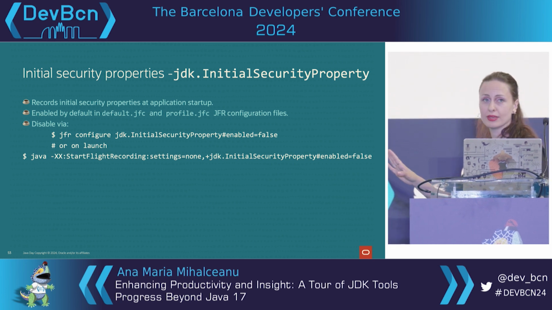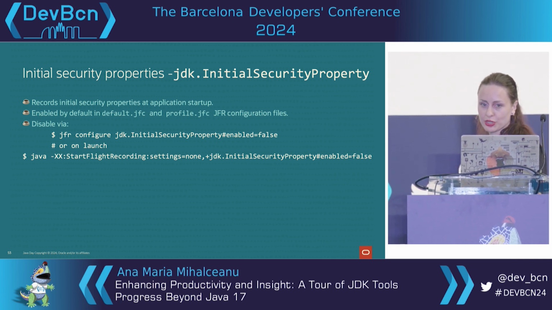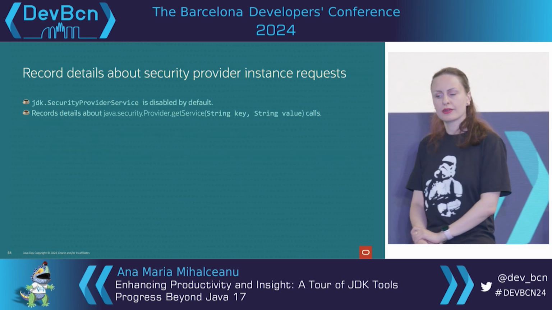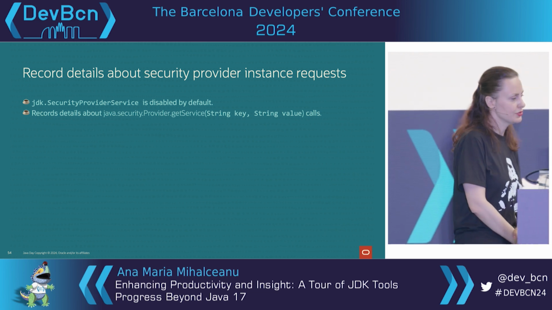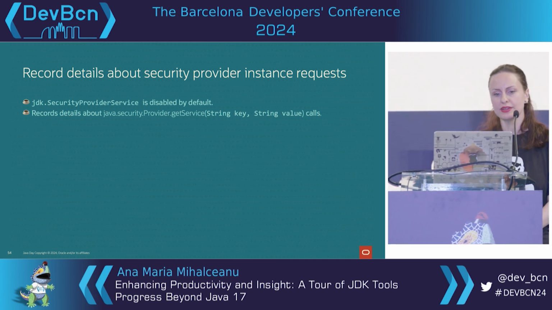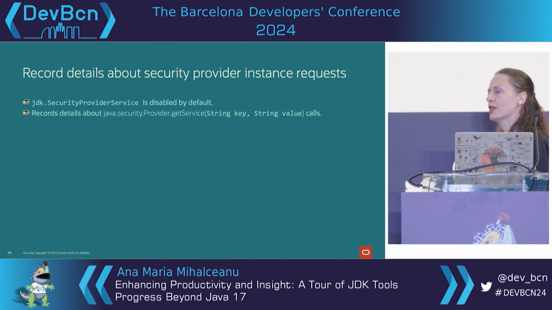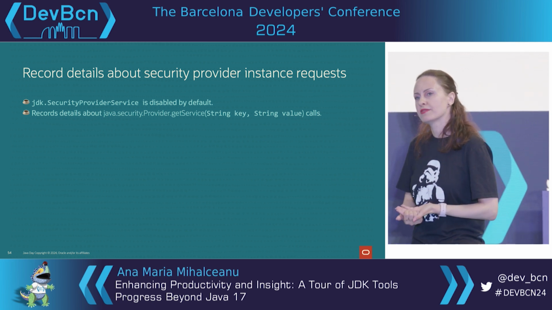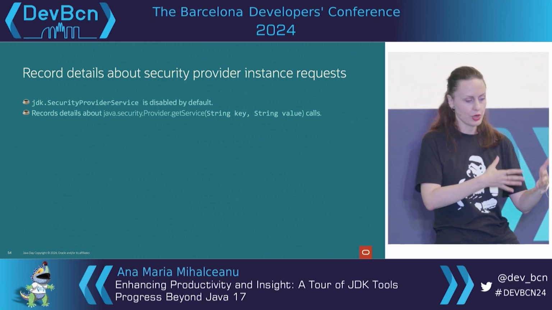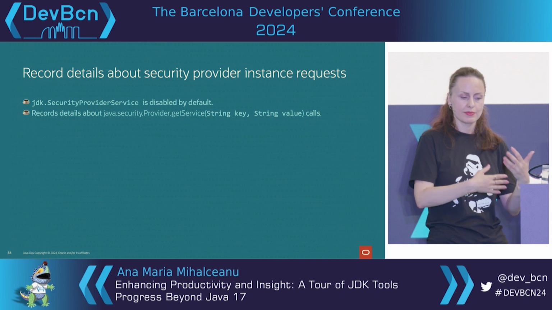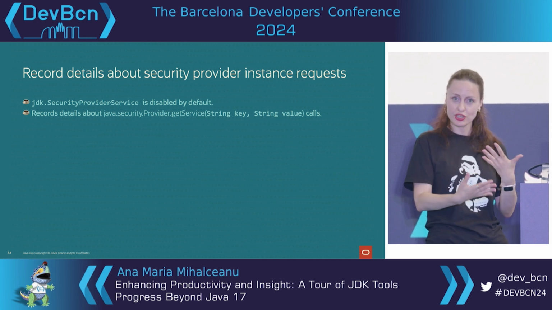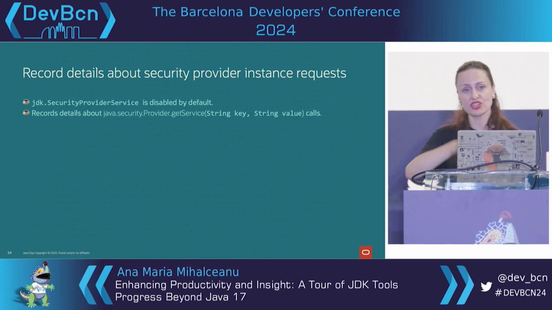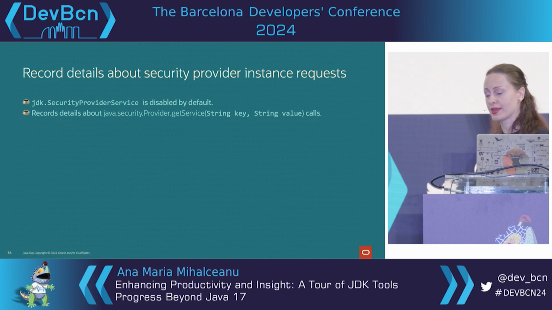So it's enabled by default, but you can disable it if you wish. If you want to get details about your security provider instance, there's a new event as well, JDK Security Provider Service. It gives you information about how many times you invoked a certain provider, but since JFR events are also captured in the recording file in a way that shows the connection between them, you can also see which providers were accessed by your application, and in which order they were invoked.